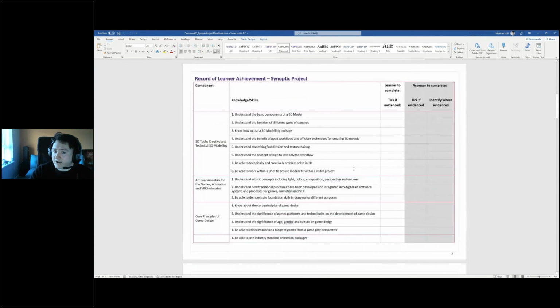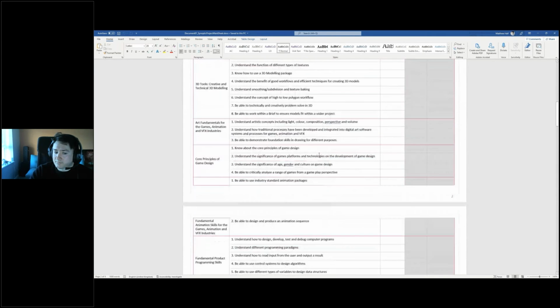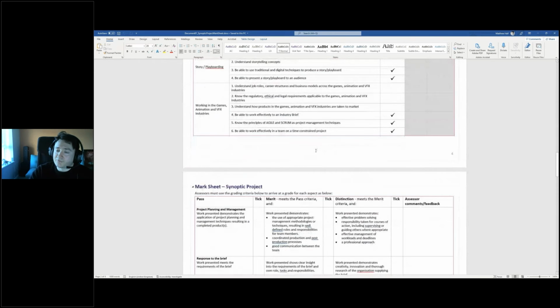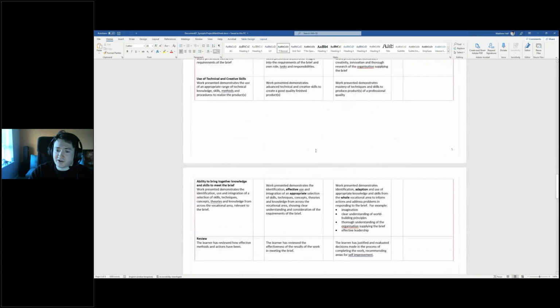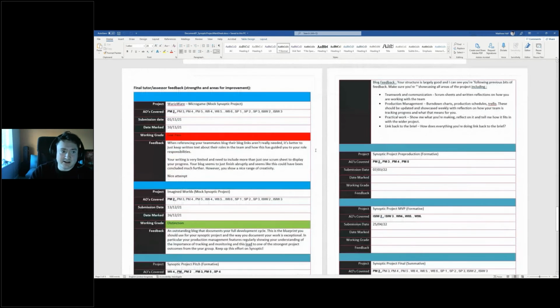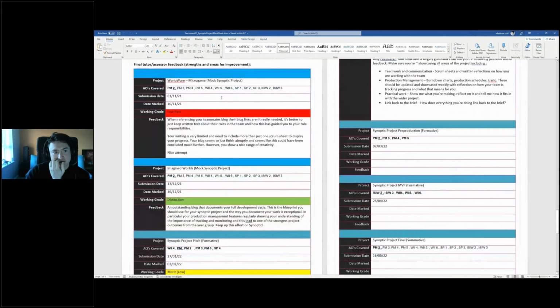We've then got that record of achievement that exists, which I mentioned earlier. We've got that mark sheet, which I just referred to. And then what I've got here is almost like an expanded version of grading over time.